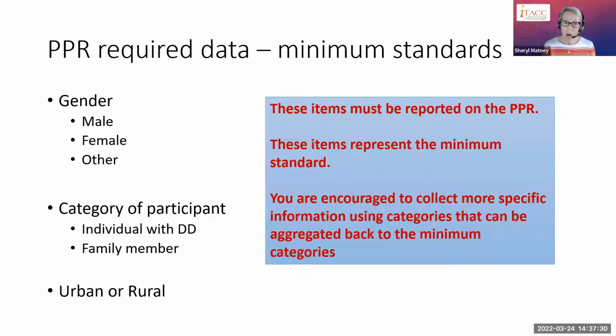And then we have our PPR required data, minimum standards again. Gender appears as male, female, or other. Category of participant is individual with DD, developmental disabilities, or family member, and then urban or rural, and that would be tied to either the council member who lives in one of those areas or a participant. So these are the minimums. However, councils are encouraged to collect more specific information using categories that can then be rolled up or aggregated back to the minimum categories. So today our intention is to show you some ways to do that which are more respectful and more sensitive to the people living in your state or territory.